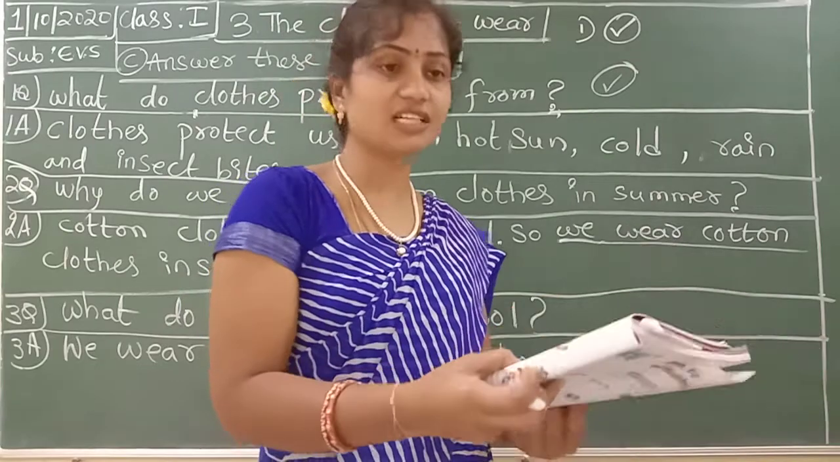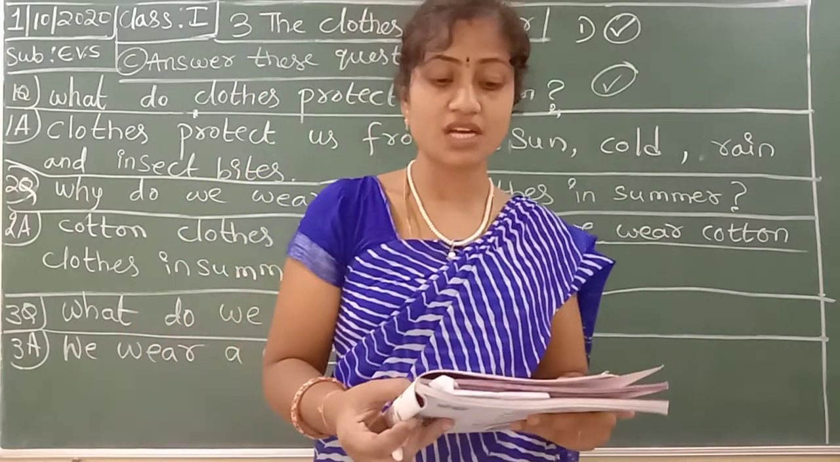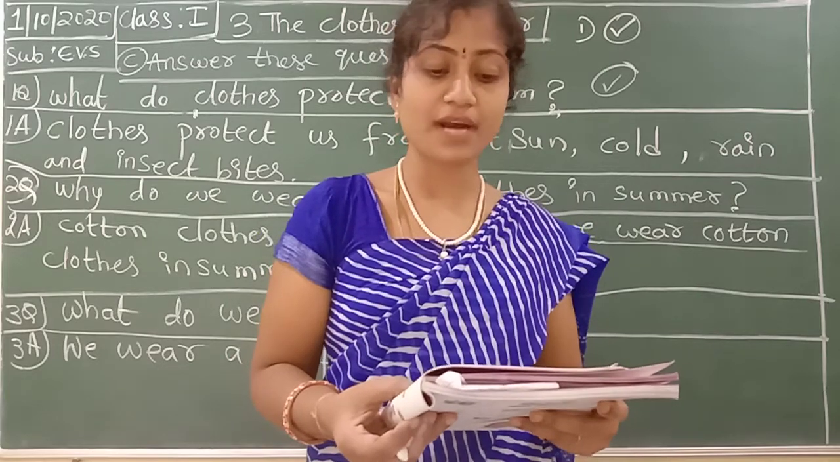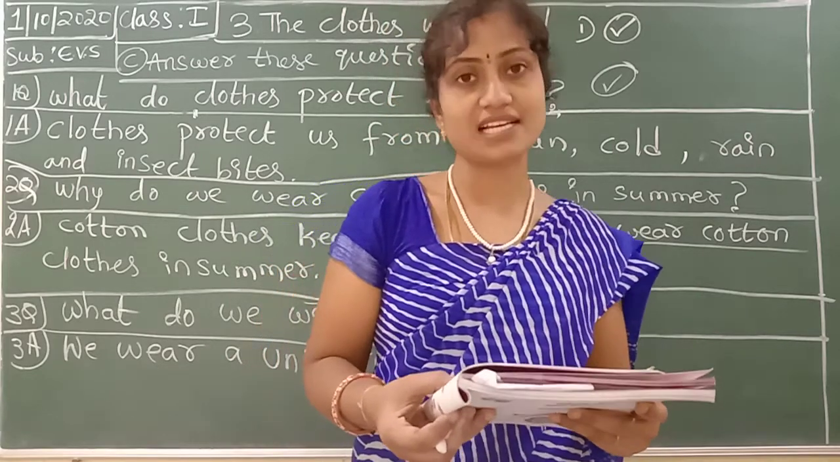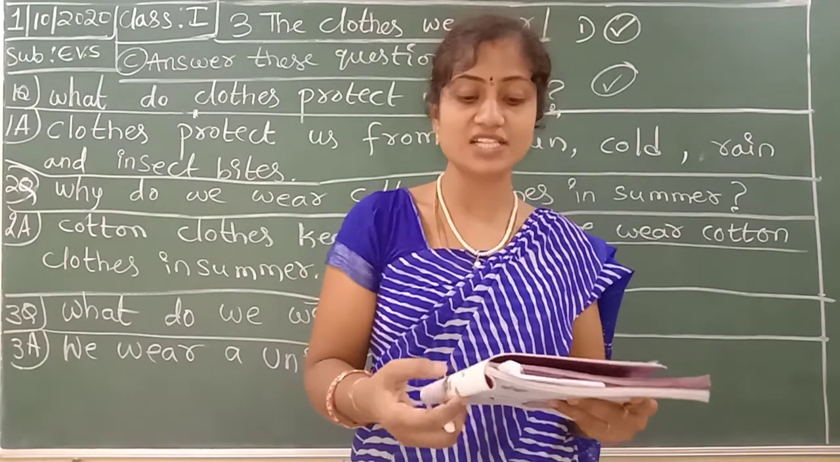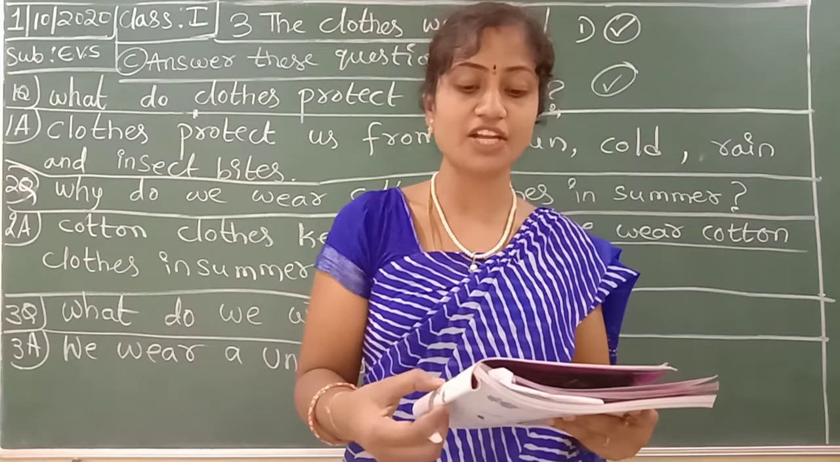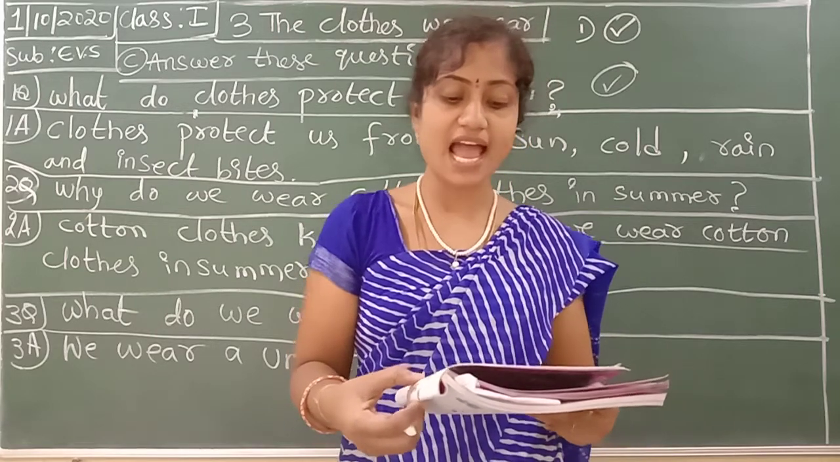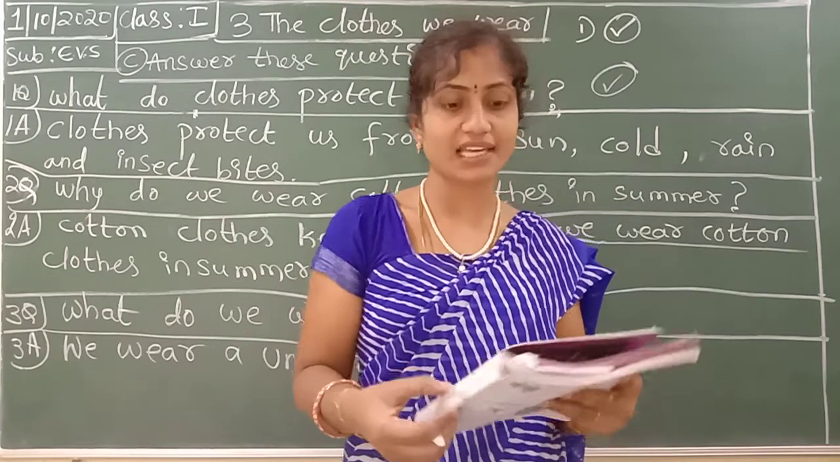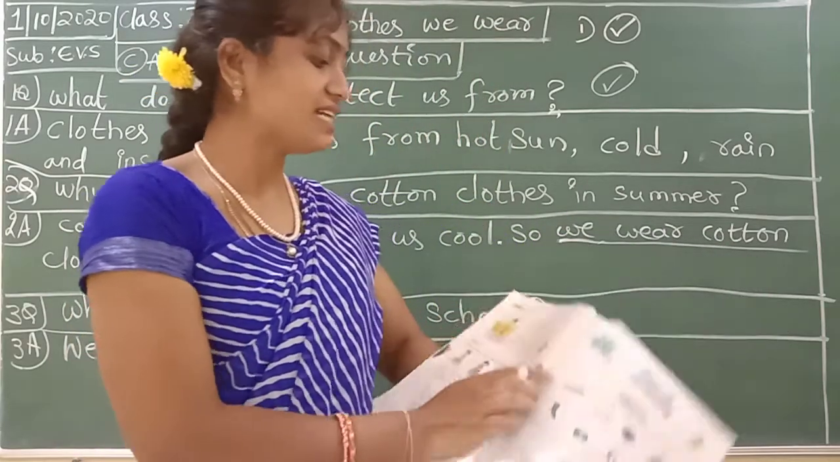Okay, next turn the page, one poem here given. See, my clothes. I have a raincoat bright that fits me just right. I have a pair of socks that has lovely pink dots. How wonderful is my new tie? It is as blue as the sky. So one poem given. This is about the rainy season.